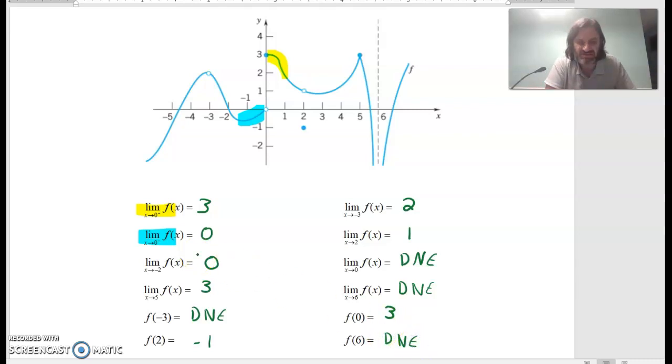Keep that in mind. We've got left limits, right limits, and two-sided limits, and then we also have function values, which are old news from days gone by.